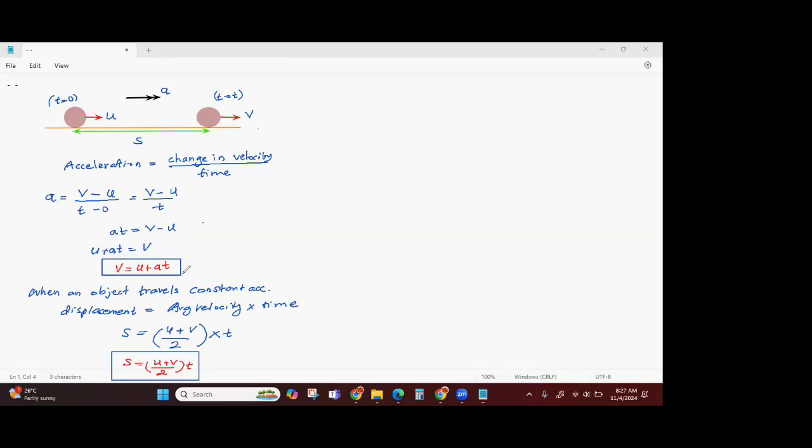Now here I have already derived two equations. From the equation v equals u plus at, I am subjecting for t. Then t equals v minus u divided by a. If you subject for t, you get v minus u divided by a.